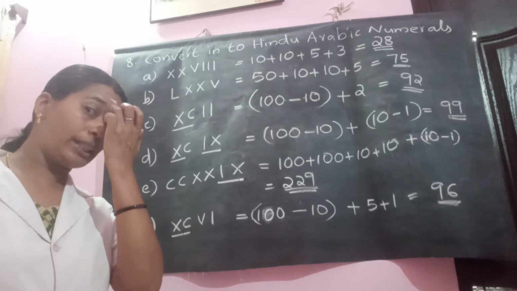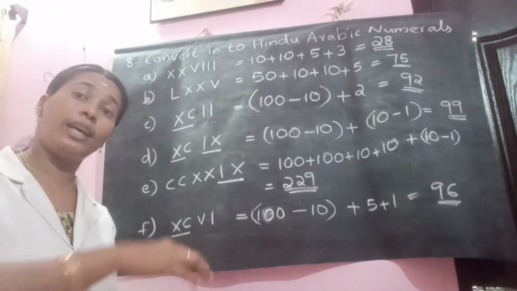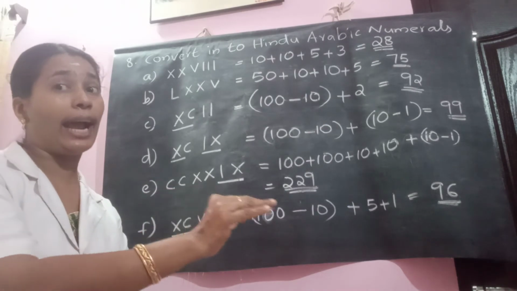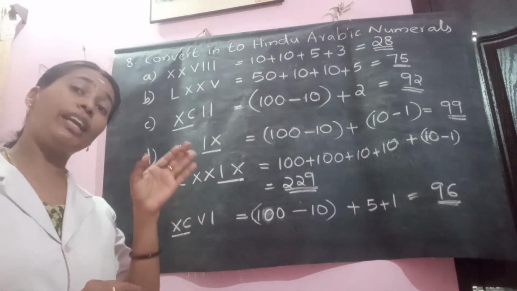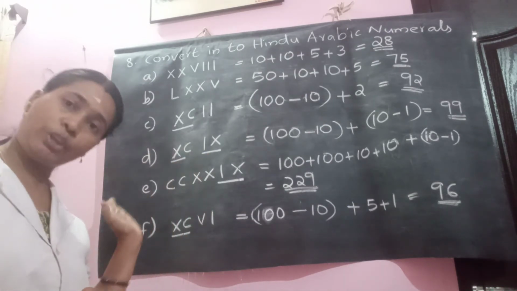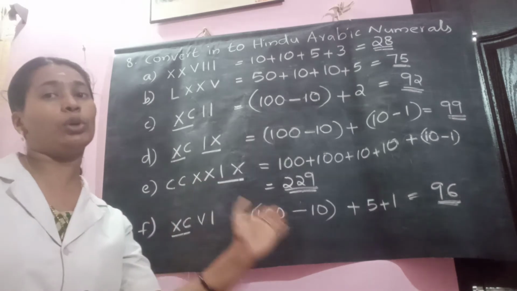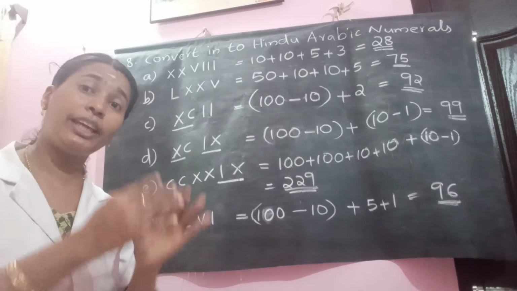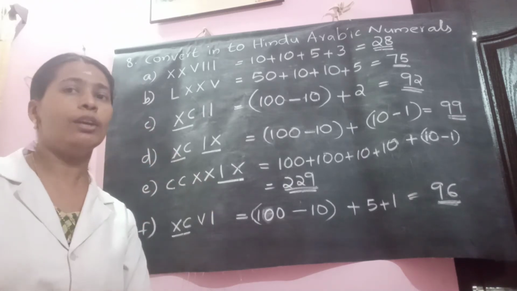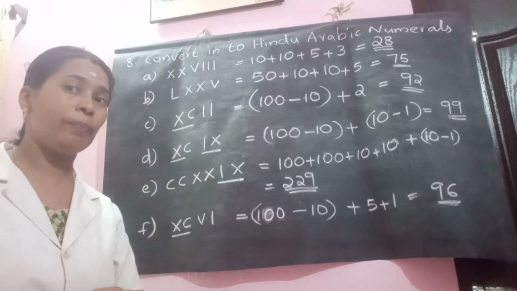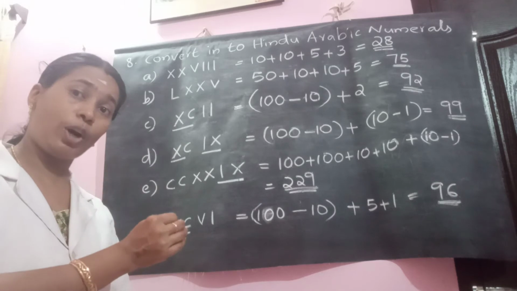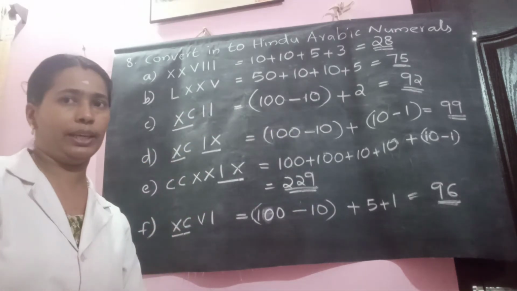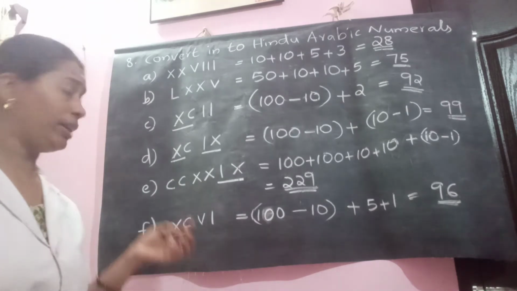Then we studied some other rules. If a small number is on the right of a big number, then we add them. But when a small number is on the left of a big number, we have to subtract. And when a small number is in between two greater numbers, from where do we need to subtract? We need to subtract the small one from the greater number on the right.